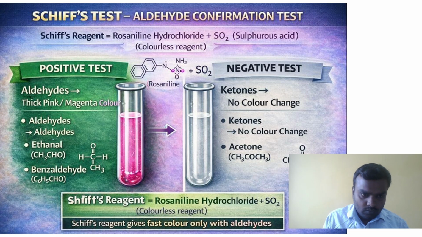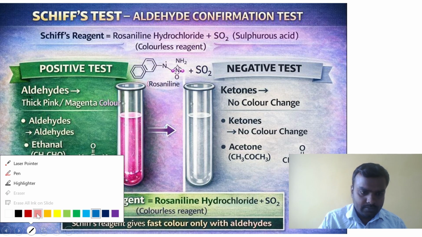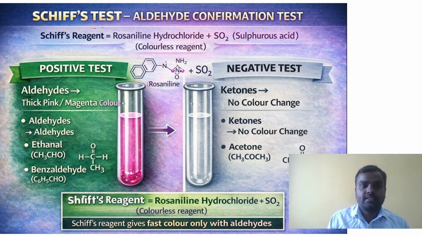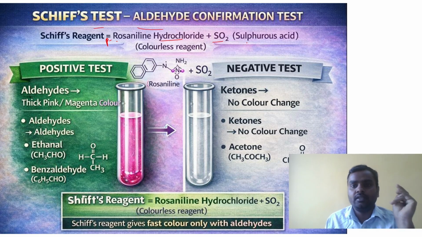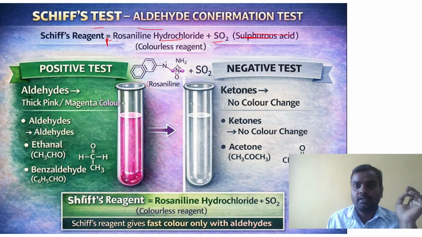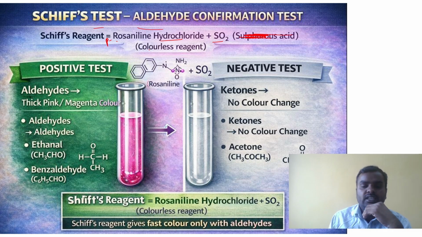So what is the short way to keep this in mind? Schiff's test, the aldehyde confirmation test. The reagent is para rosaniline hydrochloride plus SO2, sulfur dioxide. It is a colorless reagent. When aldehyde is present, it will show a pink color. When aldehyde is absent, no color. If aldehyde is present, it will give a thick pink magenta color.